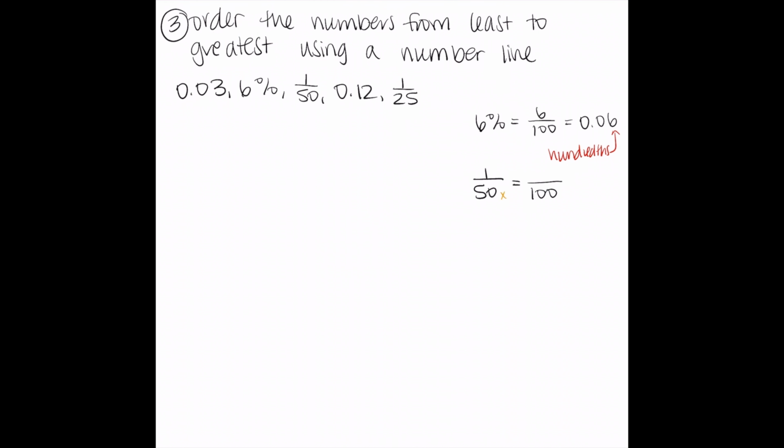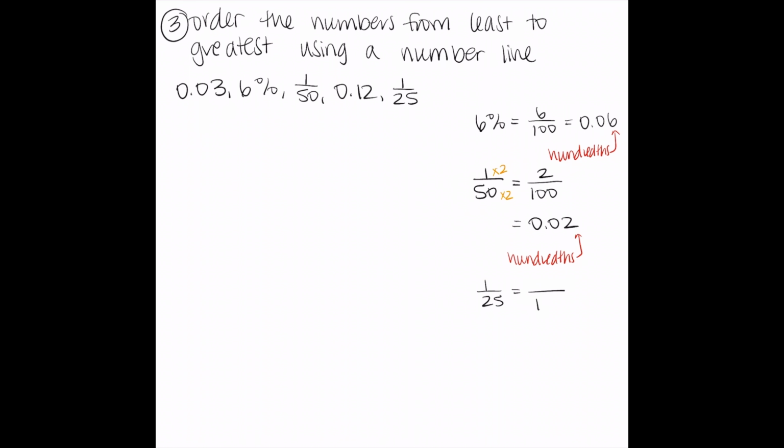We can just multiply by 2 top and bottom, right? Because 50 times 2 gives us 100. If we multiply by 2 top and bottom, we get 2 over 100, and that would just look like 2 hundredths, right? And 2 hundredths would be 0.02. Now the 0.12 is already a decimal, so we don't have to worry about that.